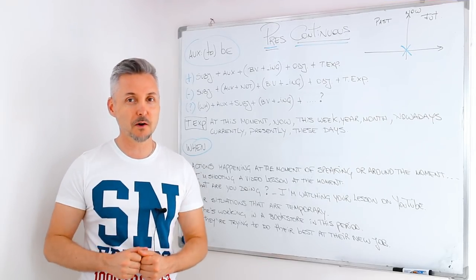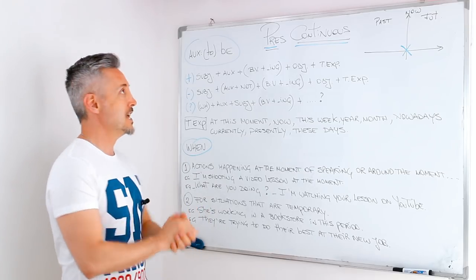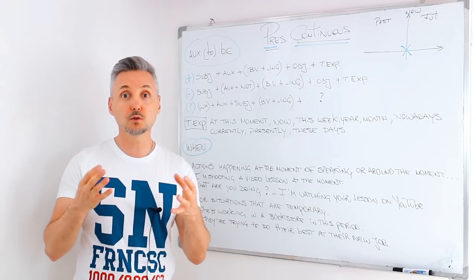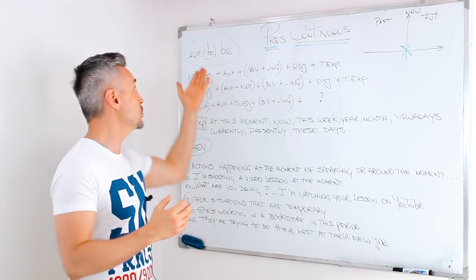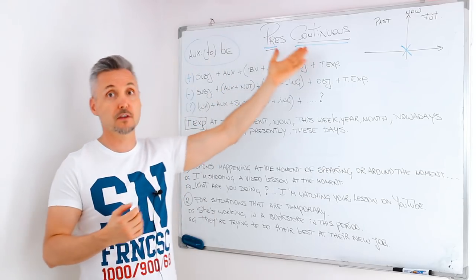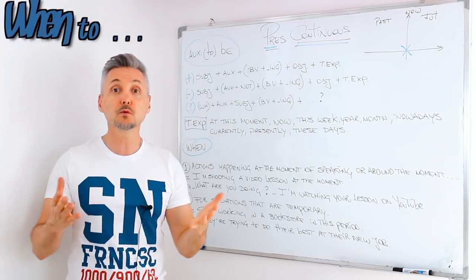So we're going to talk about the present continuous. Now, an important thing that I need to tell you. You need to know how to conjugate the verb to be. Why? Because it's the auxiliary verb for this tense. When do we use it?